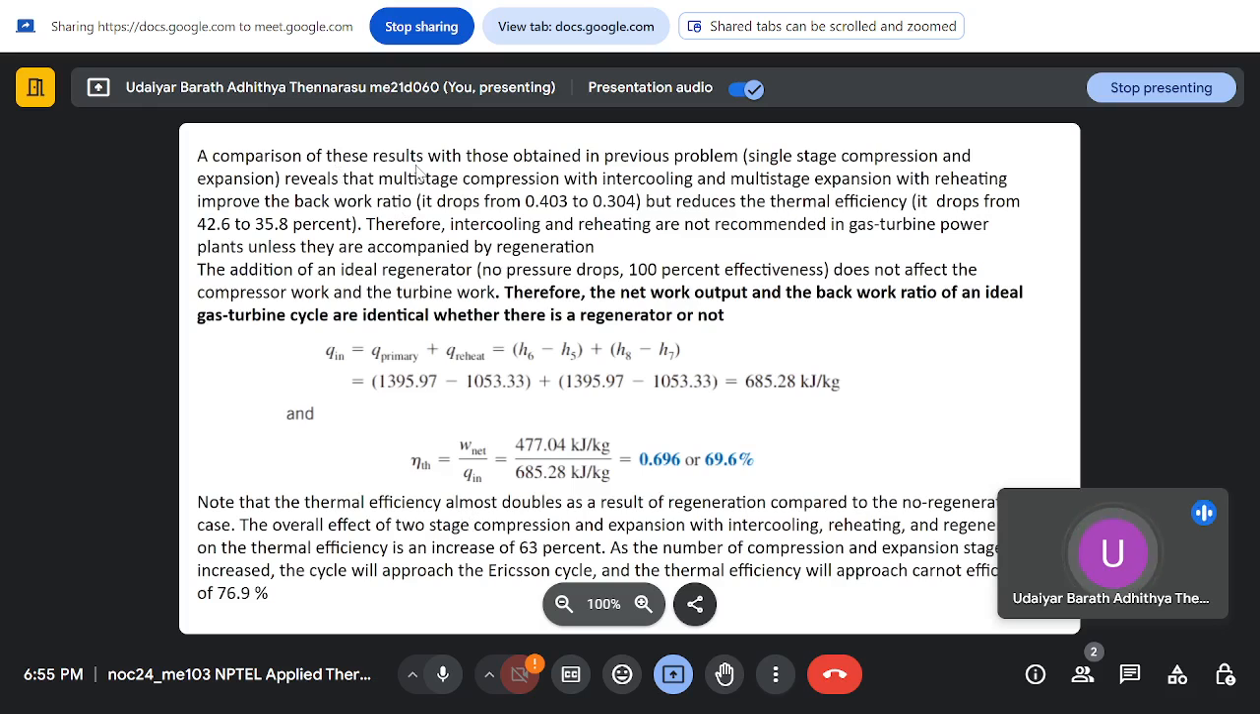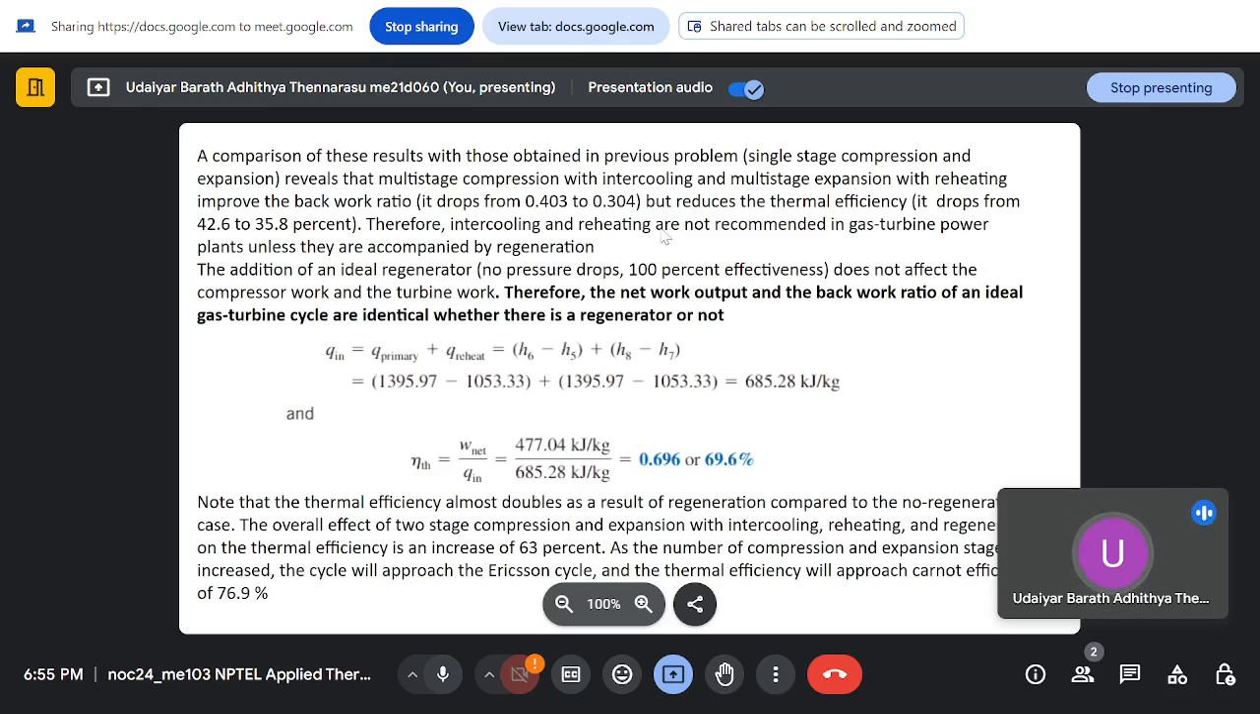Comparison of these results with those obtained in the previous problem, which is single stage compression and expansion, reveals that multi-stage compression with intercooling and multi-stage expansion with reheating improve the back work ratio. It drops from 40.3% to 30.4%, but reduces the thermal efficiency. Therefore intercooling and reheating are not recommended in gas turbine power plants unless they are accompanied by regeneration. So the addition of an ideal regenerator has no pressure drop and 100% effectiveness.